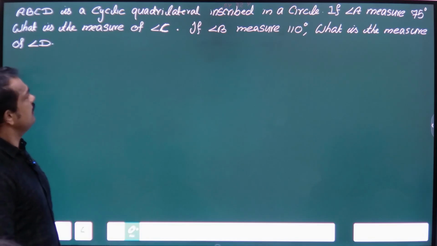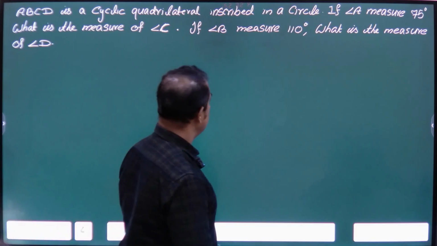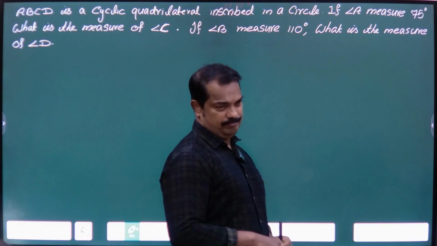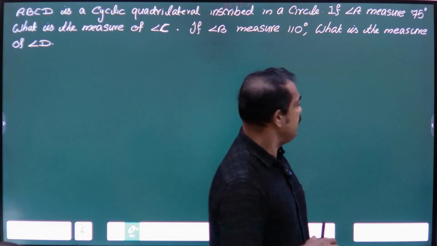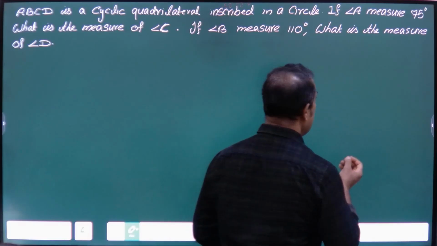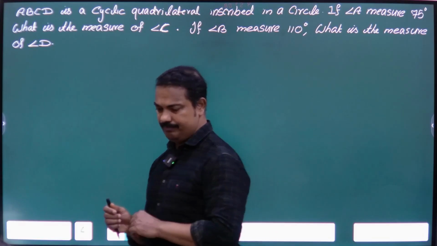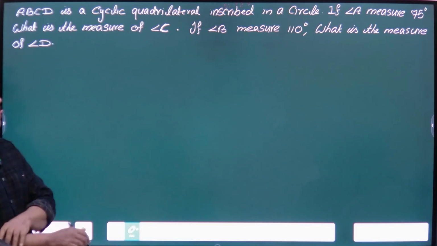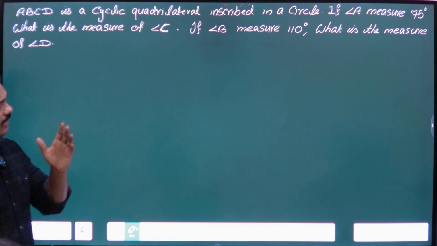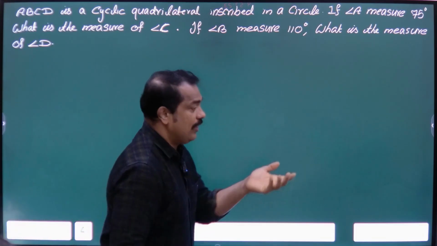ABCD is a cyclic quadrilateral inscribed in a circle. ठीक है, inscribed in a circle, circle के अंदर है. If angle A measures 75 degree, what is the measure of angle C? Samira, what is the answer of this question? Angle A 75 degree and this is a cyclic quadrilateral is given. What is the measure of angle C?